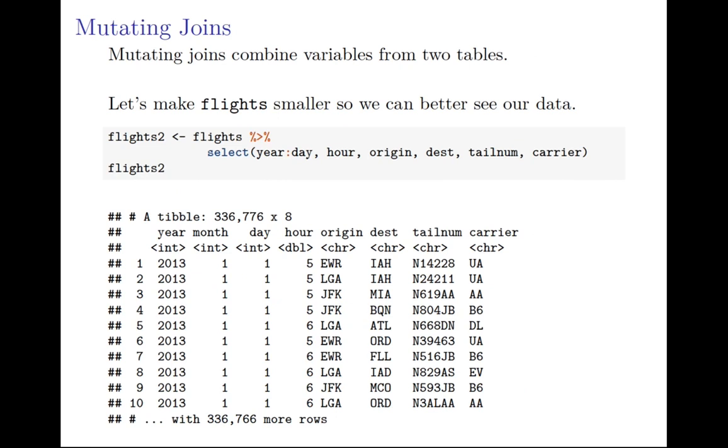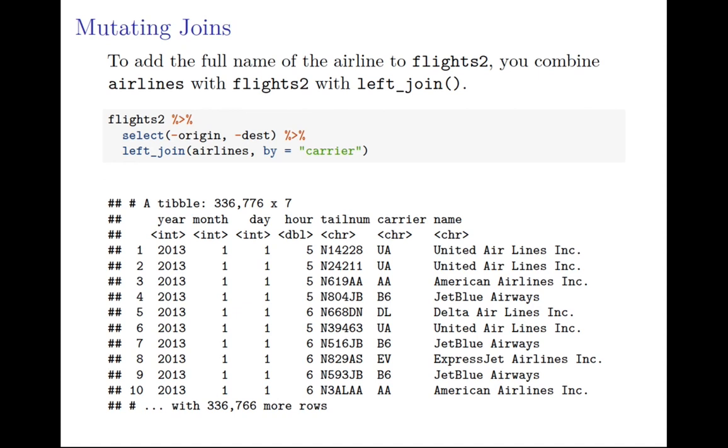Okay, so let's talk about these joins. The first type is a mutating join, and that combines variables from 2 tables. This is pretty common. We're going to make our flights table a little bit smaller so we can better see our data. So here we're making flights2, and now we can actually look at it. To add the full name of the airline to flights2, you can combine airlines and flights2 with left join. Here we're taking our flights2 dataset and selecting all of it except for the origin and destination, and then left joining it with airlines by carrier. And you can see this is the output.